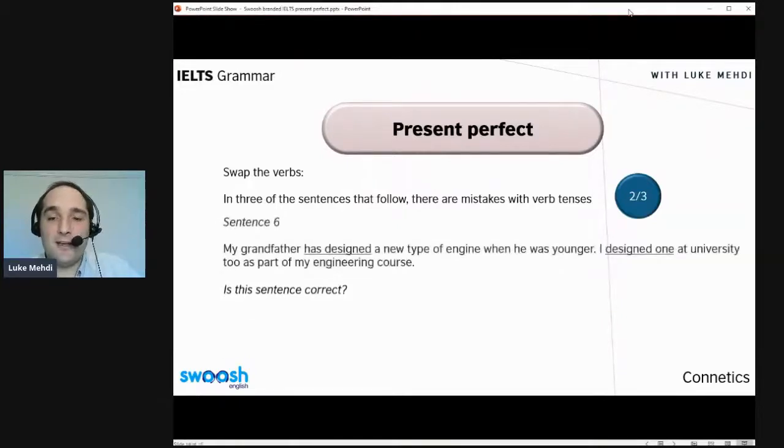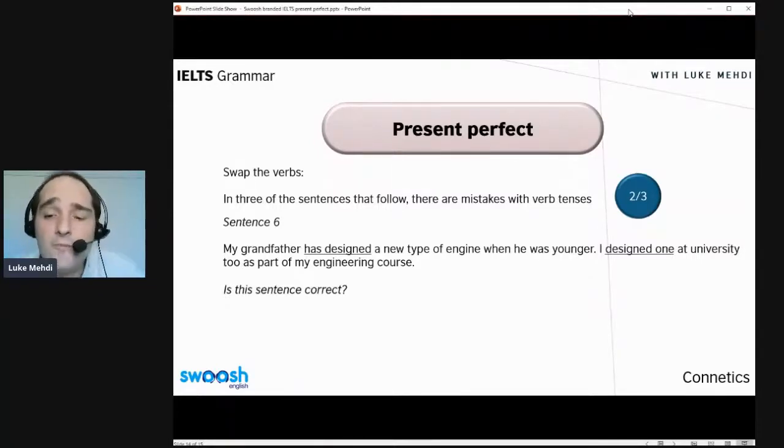And then the big clue, there were 6 sentences, 3 of them with mistakes. Here is our last one. Is this sentence correct? I'm sure you can probably guess that it's not. My grandfather has designed a new type of engine when he was younger. When he was younger, that was a time in the past. It's finished. So we should be using the simple past there.